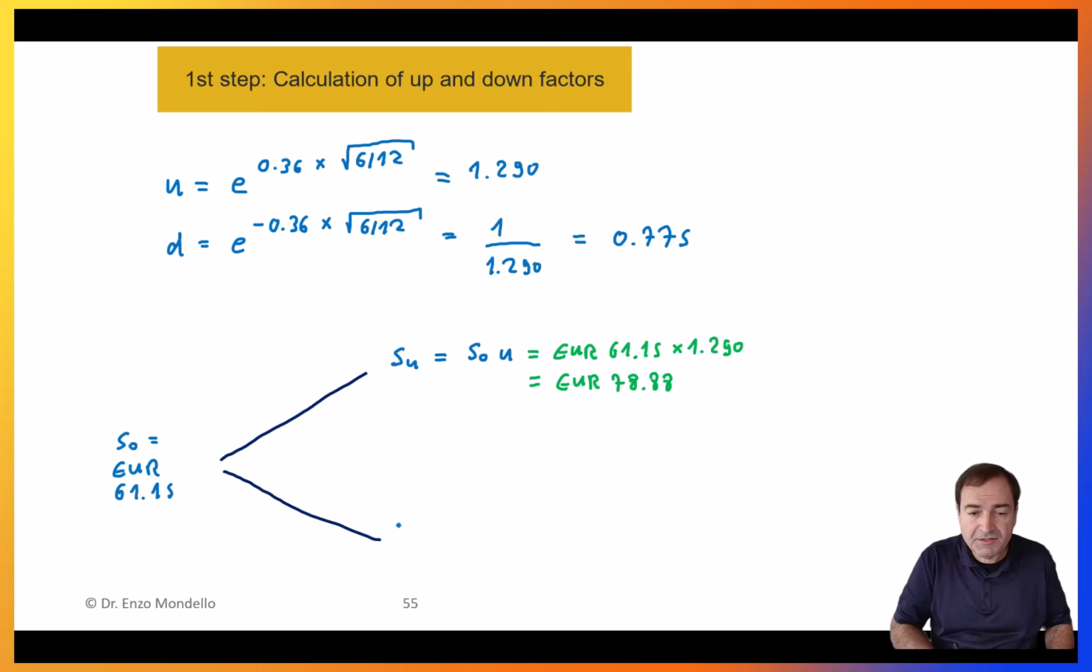The share price after a down move is calculated by taking the share price on the valuation date times the down factor. The share price on the valuation date is 61.15 euros multiplied by the down factor calculated above of 0.775. That gives a share price after a down move of 47.39 euros.